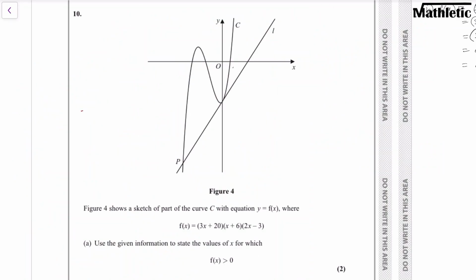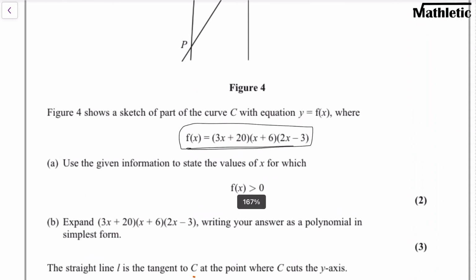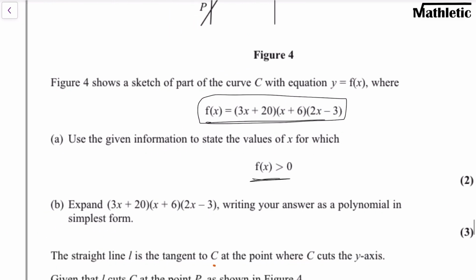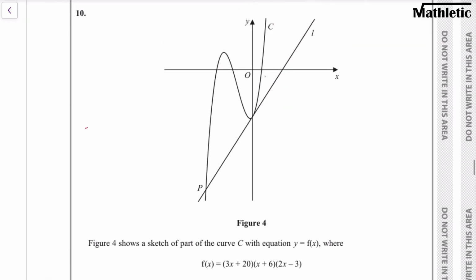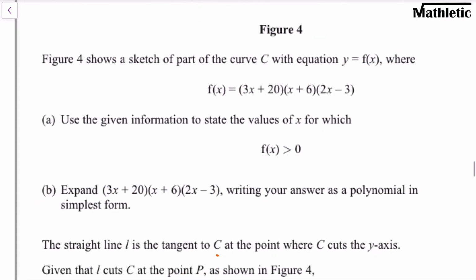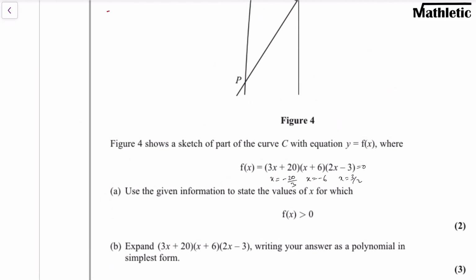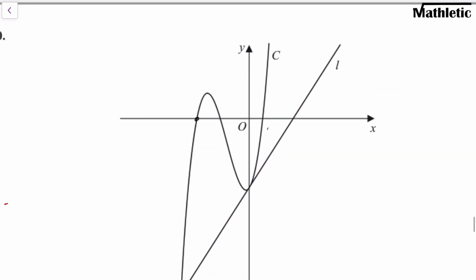Next is number 10. Here we have a cubic curve, and the equation of the curve is given. We need to find the values of x for which the curve is greater than 0. For that, we need to find the intersecting points of the x-axis first. At the x-axis, y equals 0. If you solve this, you get minus 20 by 3, minus 6, and then 3 by 2. If I draw this here, this point is minus 20 by 3, this is minus 6, and this is 3 by 2.